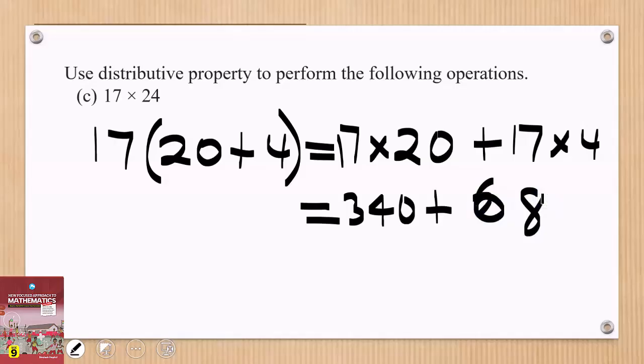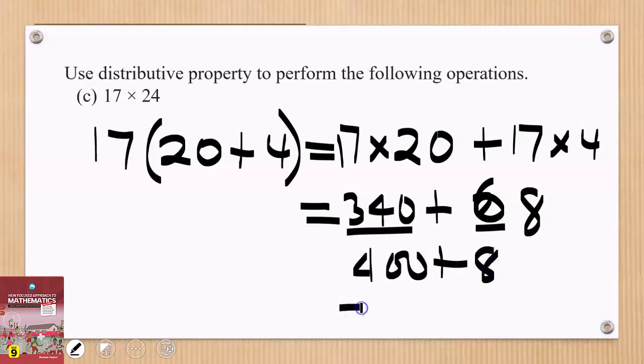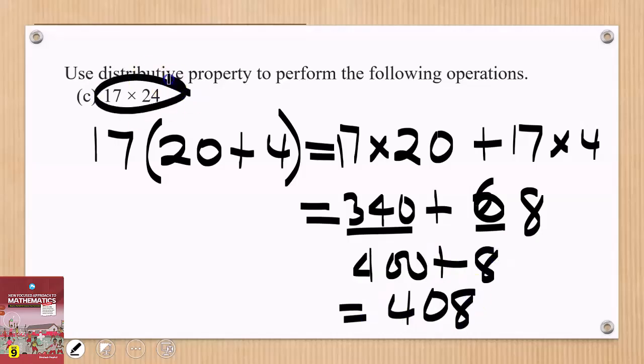Now we are going to add 340 plus 68. And it's very simple. Pick the 60 and add it to 340, which will give you 400. Then you add your 8. Simple, to get 408. So this big multiplication can be simplified, and the answer is 408.